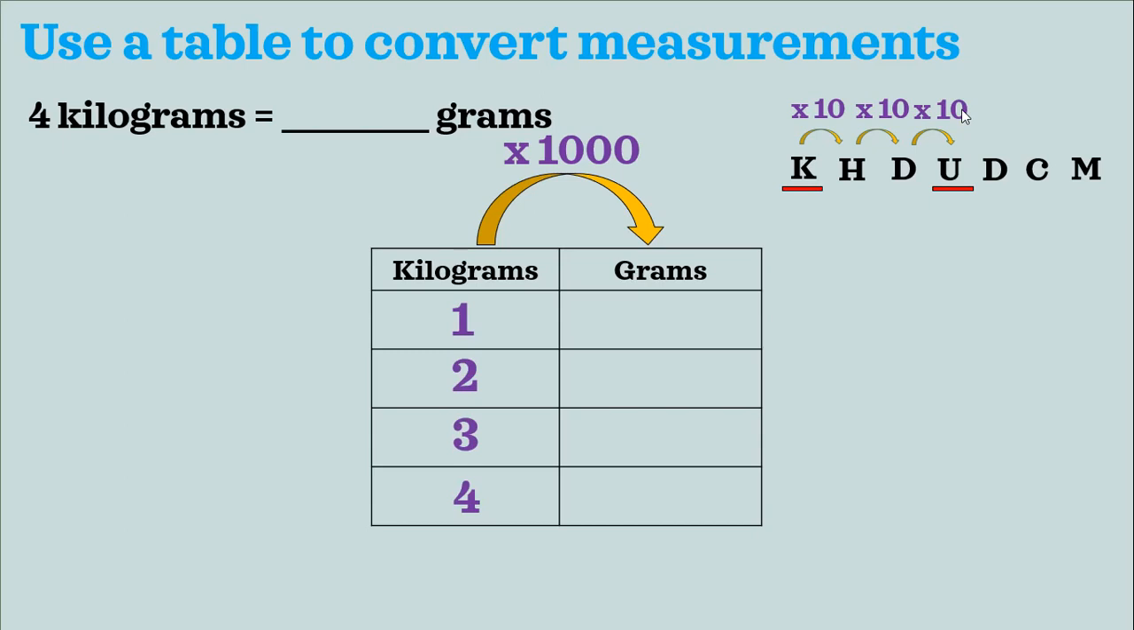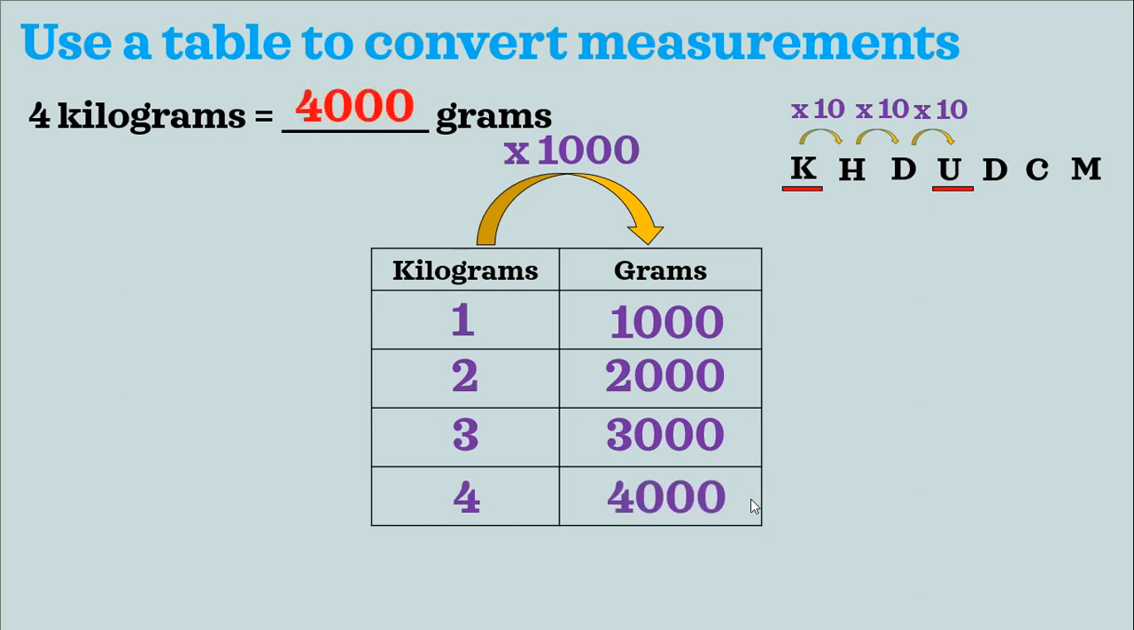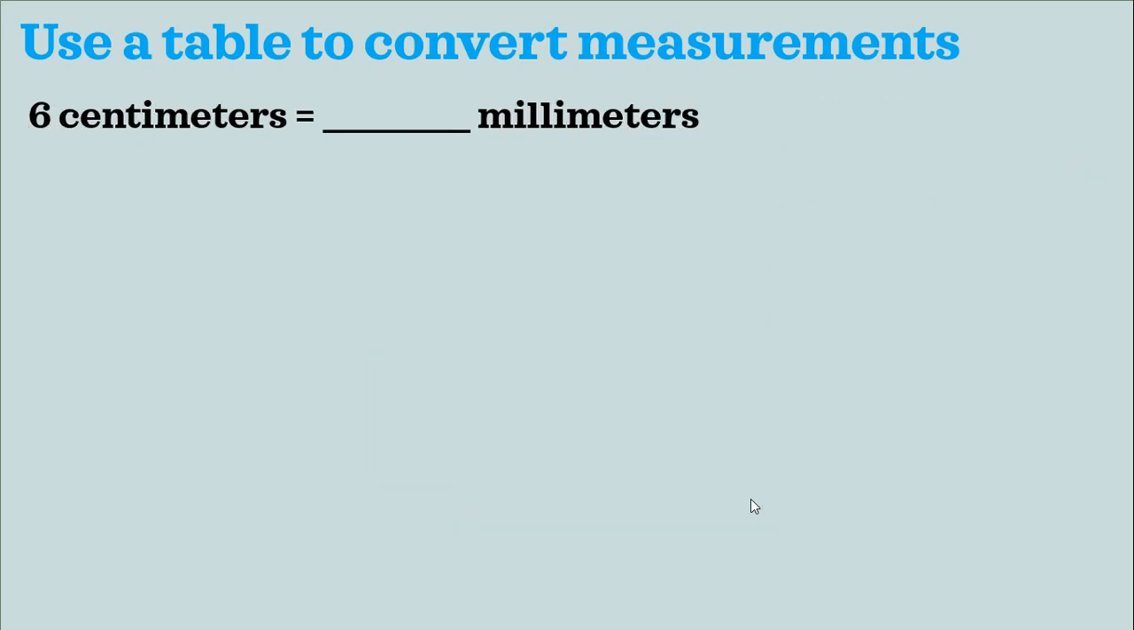Let's fill in our kilograms. I like to start at 1 and then build up so that I can see the pattern and help me make sure I'm correct. 1 kilogram times 1,000 is 1,000 grams. 2 kilograms times 1,000 is 2,000 grams. 3 kilograms times 1,000 is 3,000 grams. 4 kilograms times 1,000 is 4,000 grams. So 4 kilograms equals 4,000 grams.